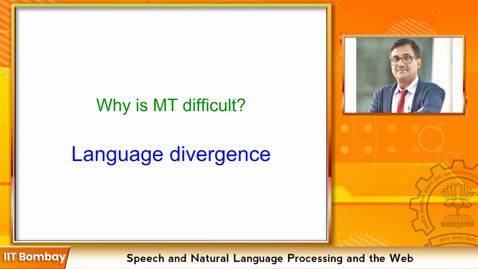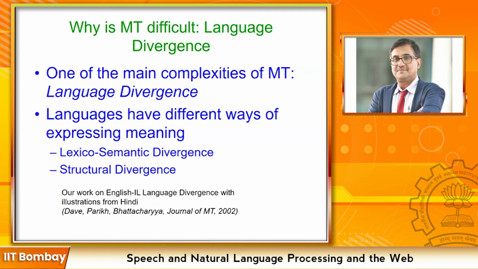So machine translation is difficult because of the phenomenon of language divergence. So this is one of the main complexities of machine translation. Languages have different ways of expressing meaning. So these different ways of expressing meaning have two kinds of divergence: lexicosemantic divergence and structural divergence. So divergence means the gap between the languages.